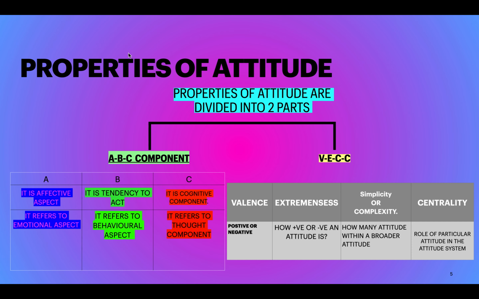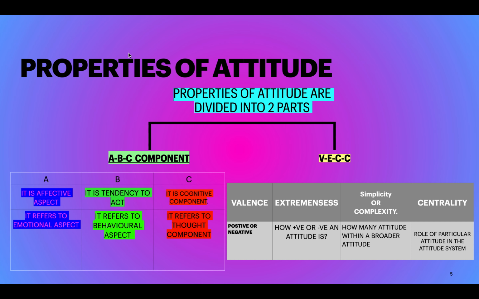The affective aspect relates to the emotional aspect of a person's attitude. If you're adding emotions to a person's attitude, it is simply the affective aspect. Now, B is the behavioral aspect. Behavioral aspect is the tendency to act towards a certain topic or certain things. Now, C is the cognitive component. Cognitive component is thinking rationally. You have rational thinking behind that thing. It refers to the thought component.